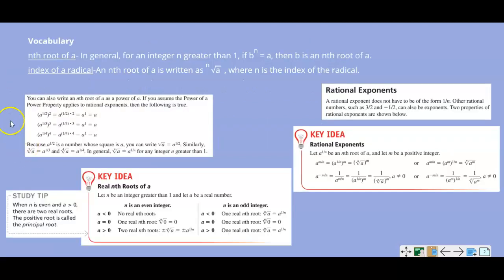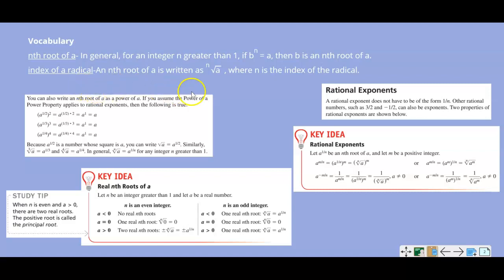Two vocabulary terms today: nth root of a. In general, for an integer n greater than 1, if b to the n power equals a, then b is an nth root of a. Your index of a radical and nth root of a is written as nth root of a, where n is the index of a radical.